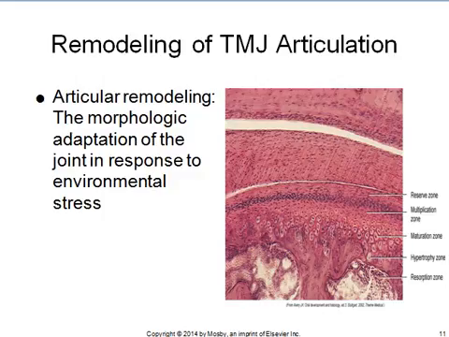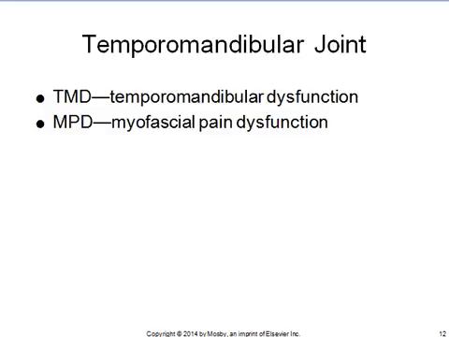The articular surfaces of the TMJ will adapt to minimize the effects of mandibular function. Remember, the TMJ is the temporomandibular joint. If we are discussing dysfunction of that joint, it is termed temporomandibular dysfunction, or TMD, or myofascial pain dysfunction, or MPD.